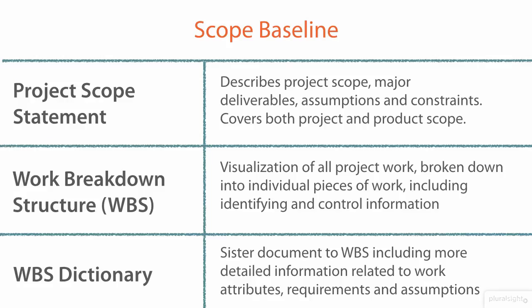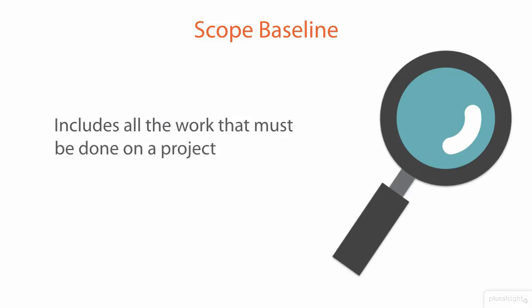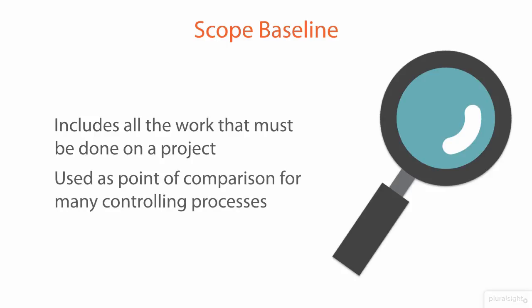The scope baseline includes all the work that must be done on a project. And oftentimes, in fact, most of the time, it's used as your primary point of comparison when controlling processes throughout the project. Knowing what the scope baseline has within can give you an idea of what it is that you're supposed to accomplish, what the details are of each of those pieces of work, so that when you go in to ensure that that's what's being accomplished, you have that primary reference at hand.